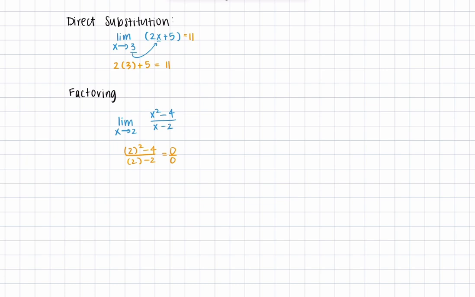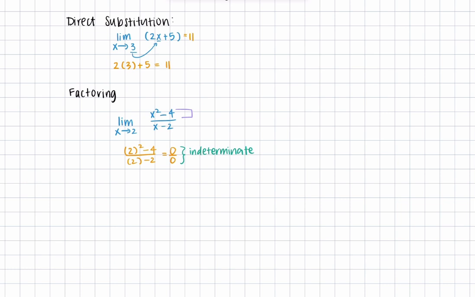Now, remember, this is a fun fact. 0 over 0 is called an indeterminate. That is our term for 0 over 0. Since it's not a real number, we have to use something called factoring. So what I'm going to do is factor this numerator over here.